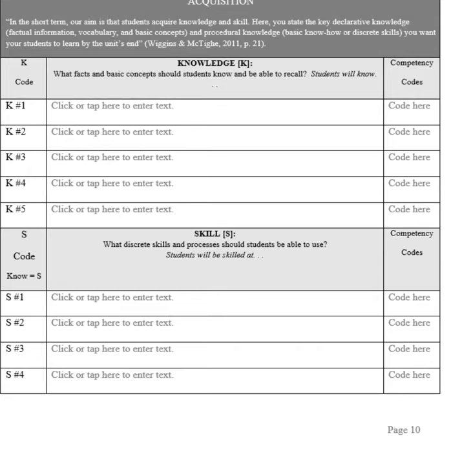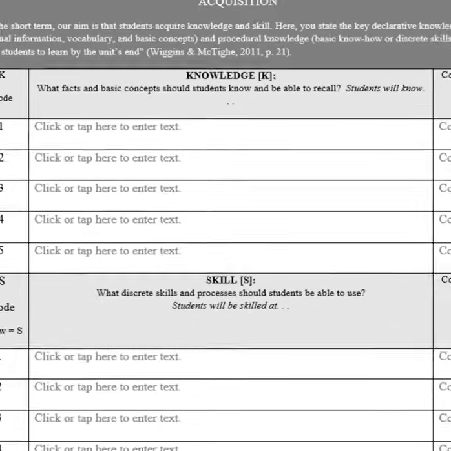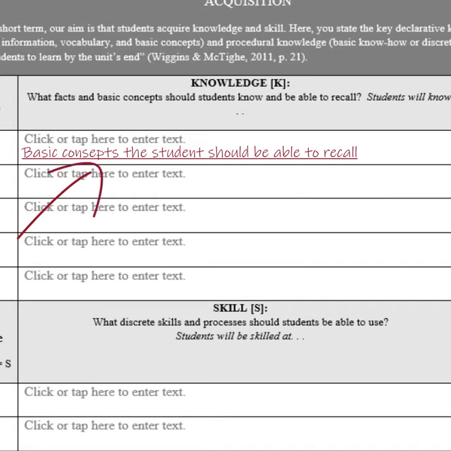Next, we look at the acquisition portion of this form. In the acquisition portion of this form, we develop the knowledge and skills that we hope a student gains from completing this unit. For the knowledge component, you will address the rudimentary concepts that the learner should be able to recall. You do not need to list all knowledge items. However, it should be the essential information that corresponds to the big idea of your content and the transferable skills that you want the student to obtain.